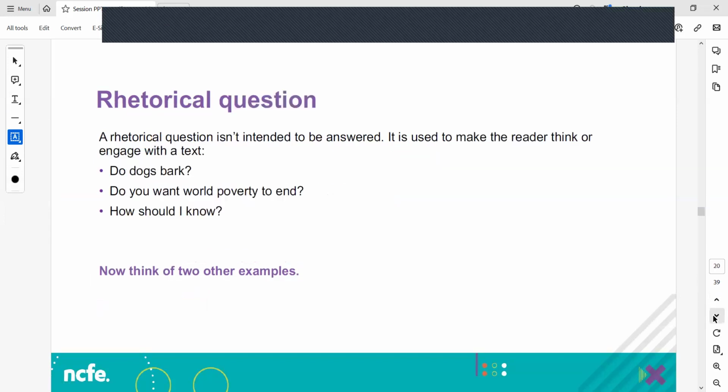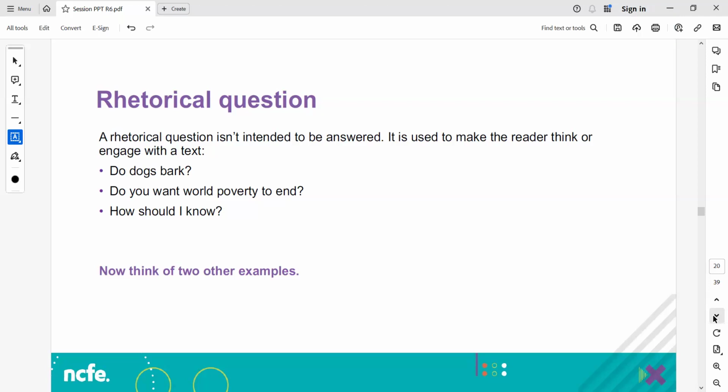Okay. So rhetorical questions. These are questions used in texts which are not intended to be answered. It's used to make the reader think or engage with the text. They can be used in speech as well. You'll often hear them. They don't require an answer, but they're used to make people think. Do dogs bark? Of course they do. Everybody knows that. It's just saying that something is definitely true.